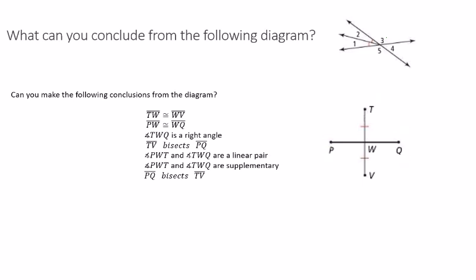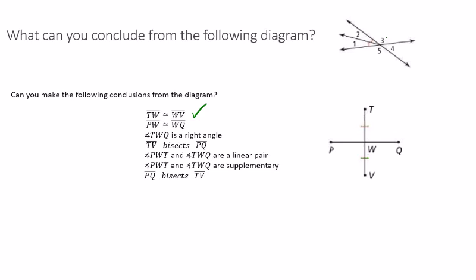All right, so let's look at this next figure here and see if we can conclude the following. Segment TW is congruent to VW. Yes, we can conclude those are congruent because we have the tick marks there.